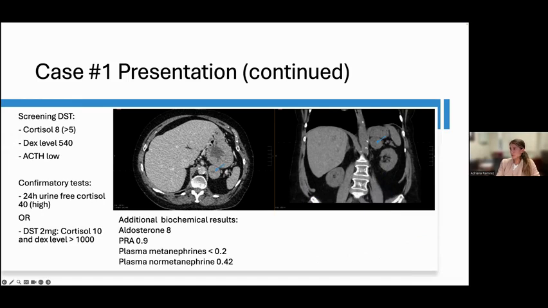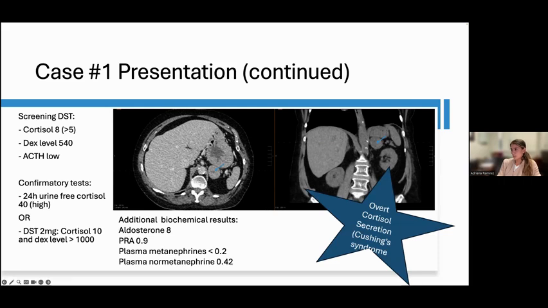So, second scenario: instead you have an elevated cortisol level that's greater than 5 with a concurrent high dexamethasone level and a suppressed ACTH. In this case, confirmatory testing can be either a 24-hour free urine-free cortisol or repeat DST, which will show an elevated cortisol in either case. The rest of the biochemical workup is then normal. Imaging, again, is consistent with a unilateral benign appearing adenoma. And this is overt cortisol secretion or Cushing syndrome.